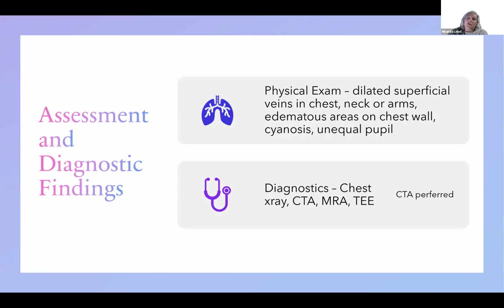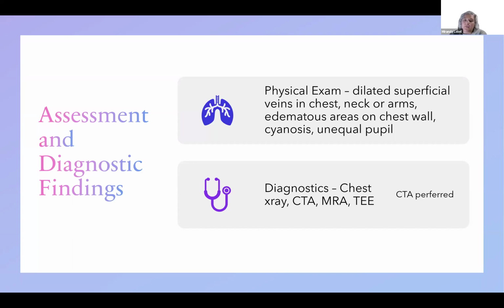Our physical exam is going to show dilated superficial veins in the chest, neck, or arms. Edematous areas on chest wall and cyanosis may be present. We could have unequal pupils, which may indicate pressure on the cervical sympathetic chain.